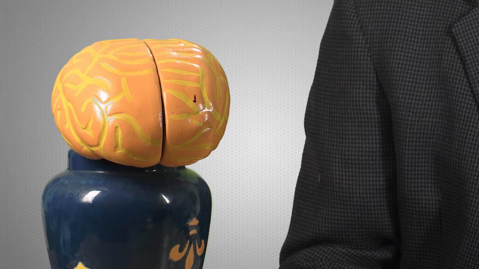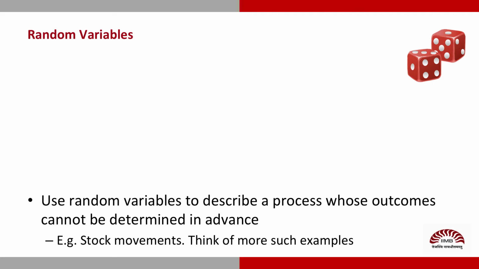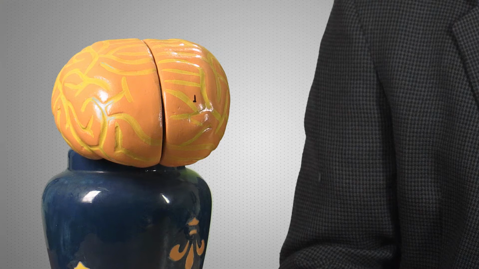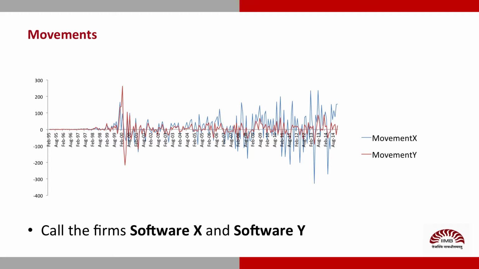Welcome back, I'm Shankar and we are discussing the topic of random variables in Statistics for Business 1. I'm Liza and I meet all your expectations. Really? Well, we spoke about them in our earlier segment. We use random variables to describe a process whose outcomes cannot be determined in advance. Like the stock market? Most definitely. We continue to analyze movements of two stocks in the Indian software sector. Many thanks to CMIE for helping us with the data. We'll call our firms Software X and Software Y.